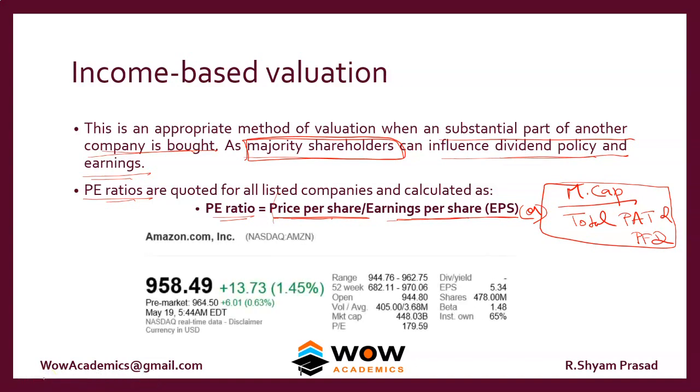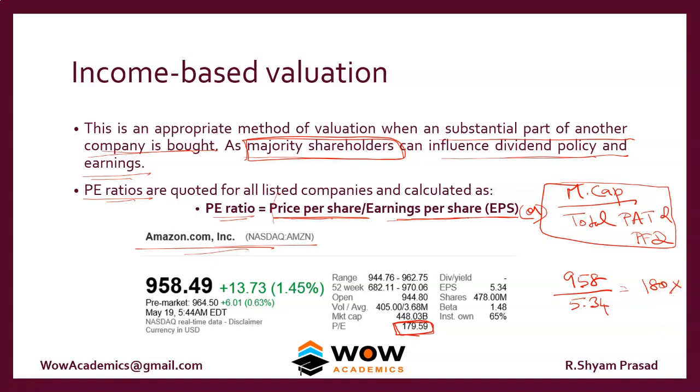So we'll see what a PE is. This is Amazon company's information. If you look at the PE, it is at 180. Okay, so 180 refers to the share price of the company, 958, divided by the earnings per share, 5.34. It gives you an answer of approximately 180. We usually tell it as 180x.